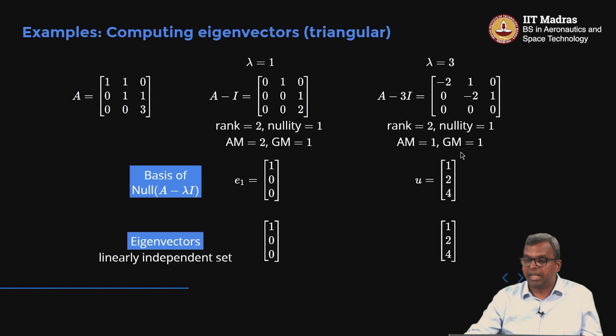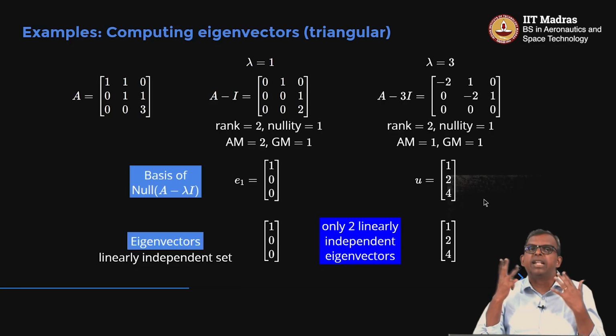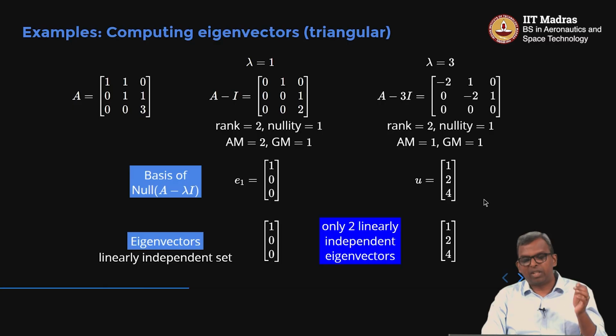I have not shown the detail here, you get 1 2 4, these two are linearly independent, but interestingly this is the first time we are seeing a matrix which does not give you 3 linearly independent eigenvectors. Okay. So far every example we saw, for the 3 by 3 example we always got 3 independent eigenvectors.